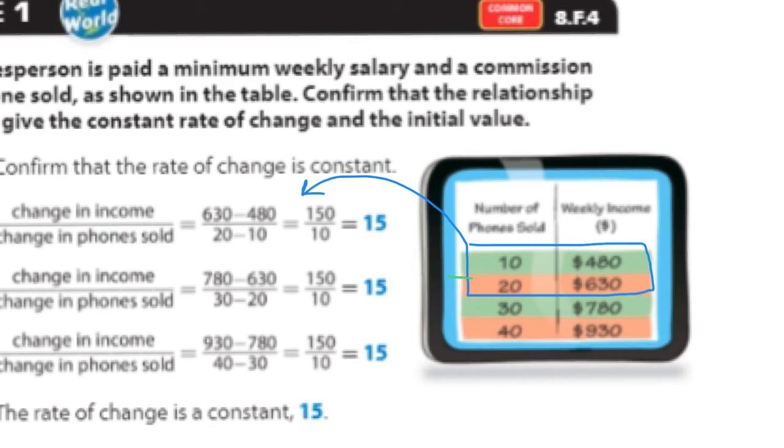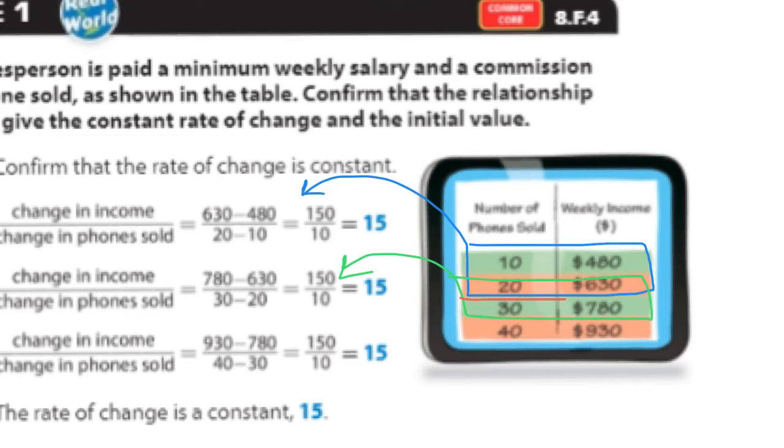Okay, let's use the second set of data. So in our second set of data, we'll go 780 minus 630. You see that? 30 minus 20. Again, you get 150 divided by 10, which is 15. So far the rate of change is constant, and it has to be constant.